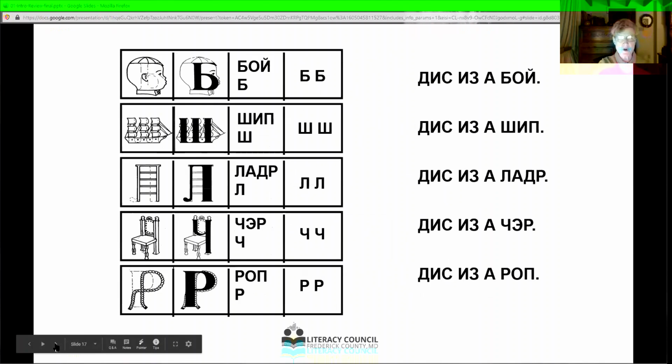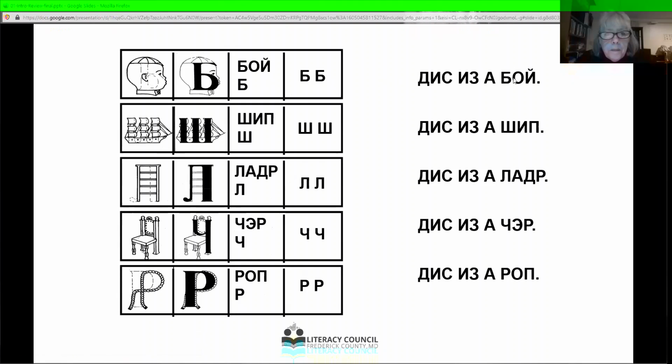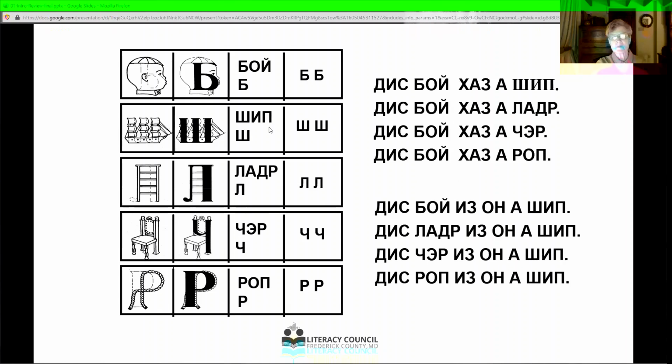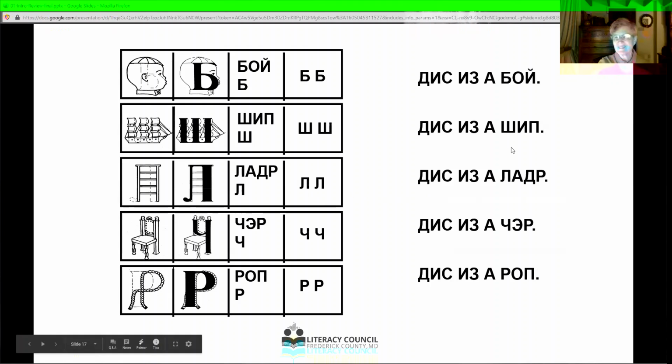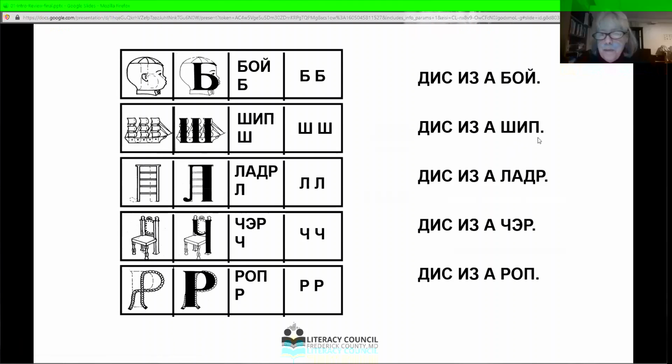Now we'll read the story. And we're going to start with a simpler story first. So read this word: boy, and read this word: boy. This is a boy. Please read it. This is a boy. Good. And read this word: ship. And read the sentence. This is a ship.